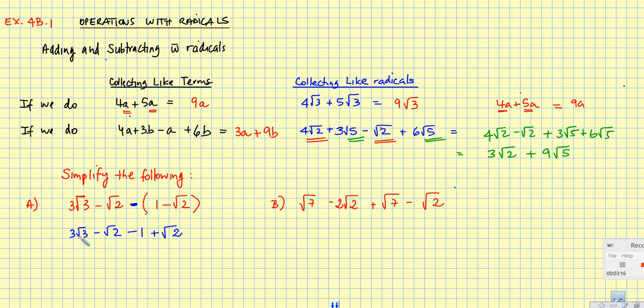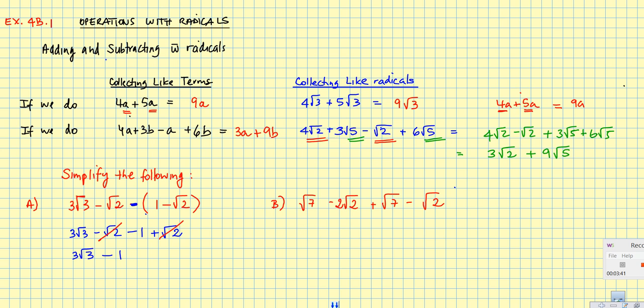And therefore what we do now is we say, well, 3 root 3 doesn't have anything that matches with it. There is no like term or like radical. So 3 root 3 will stay exactly the way it is. But then we've got negative root 2 plus root 2 that cancel themselves out. And so I'm left with simply a negative 1.